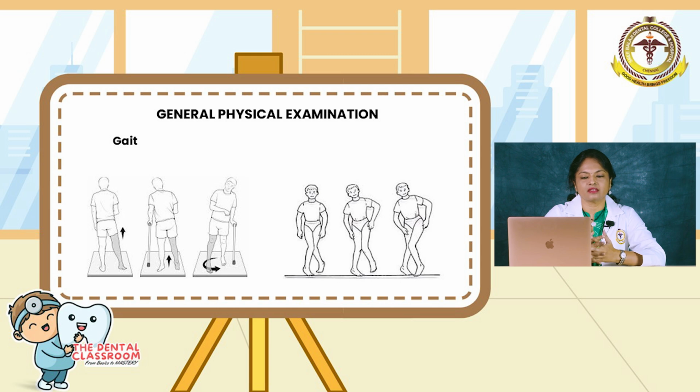As the patient enters the clinic, we first observe the gait. Gait is nothing but the manner of walking. Abnormal gait occurs due to various systemic conditions and some types of gait are your waddling gait and your scissors gait.